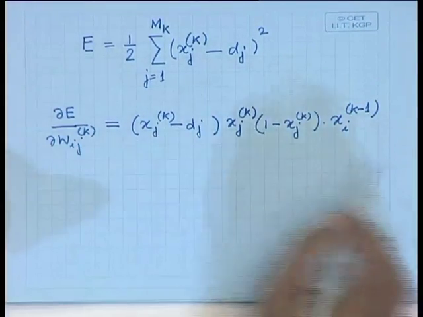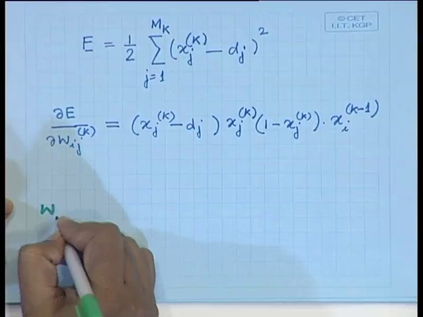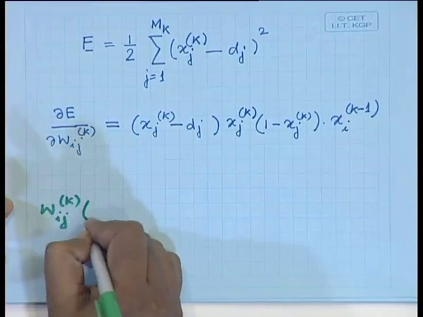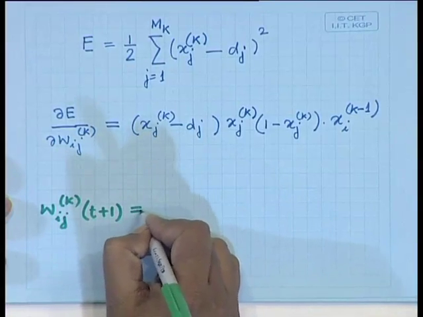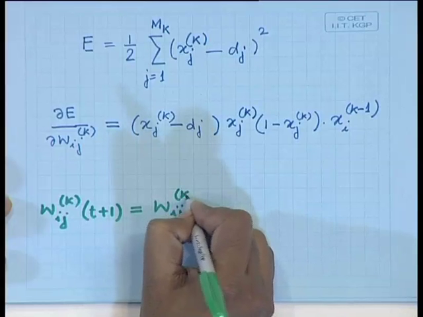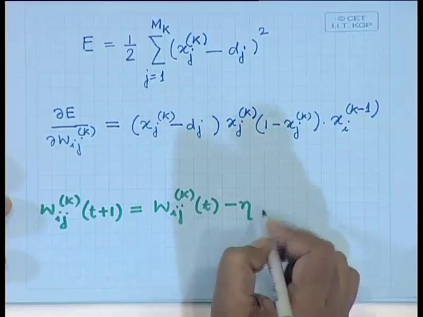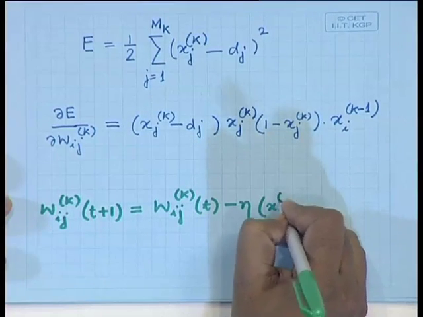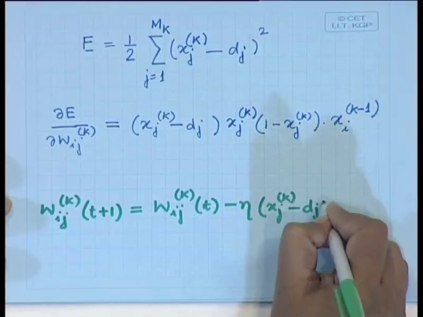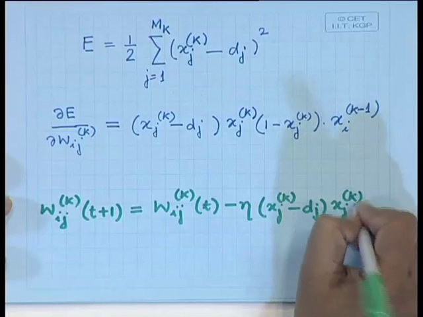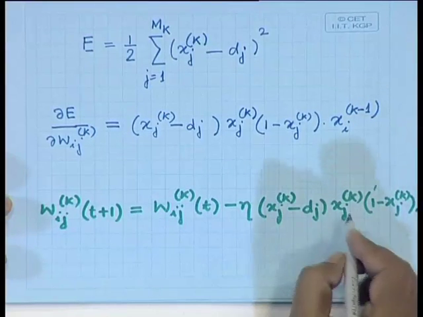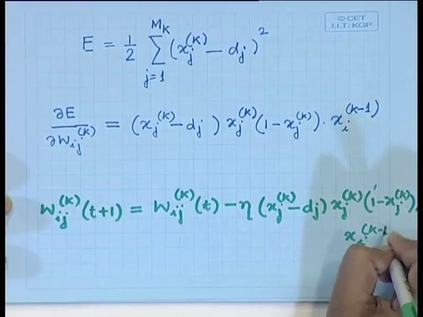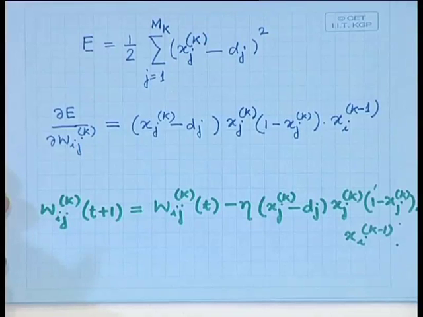This is what we have seen in the last class, and following this, the weight updation rule will be of this form: w i j k in iteration t plus 1 from the weight in iteration t is simply w i j k at t, minus eta times x j k minus d j, into x j k, into 1 minus x j k, times x i k minus 1. This is the weight updation rule.